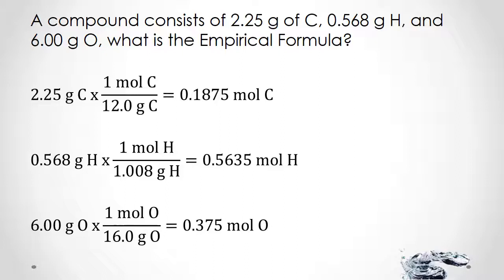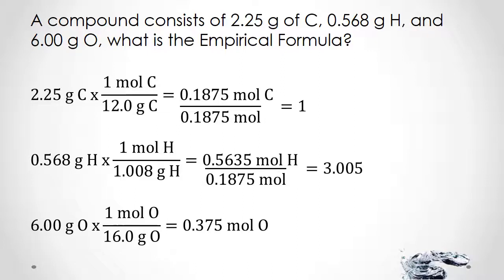When we look at all of these moles, we see that the smallest mole quantity is that of carbon, 0.1875 moles. So let's go ahead and divide all of these units by the smallest moles. When we take 0.1875 and divide that by 0.1875, that's going to give us an equivalent ratio of 1. When we take hydrogen, the 0.5635 moles, and divide that by 0.1875 moles, we're going to get 3.005. Well, this number is close enough to 3, so we'll leave it as 3. We don't have to multiply by any multiple in order to get a whole number.